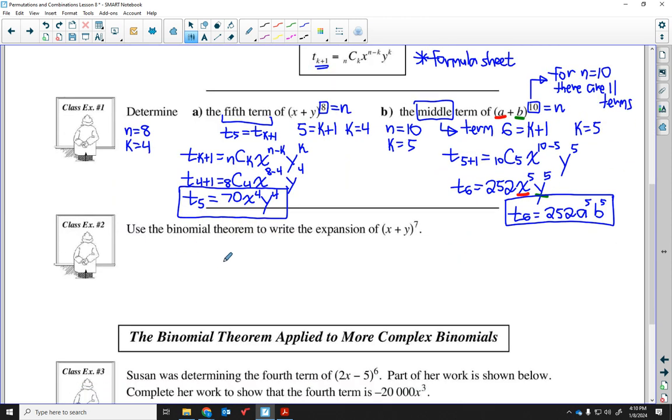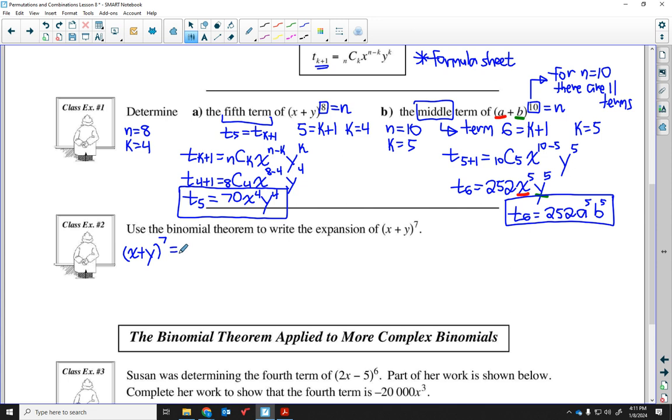Okay. Example 2, it wants me to use the binomial theorem to write down the full expansion of x plus y to the power of 7. So yes, unfortunately, this is a bit tedious to deal with, but let's write it out. Okay, so we're going to say x plus y to the power of 7.